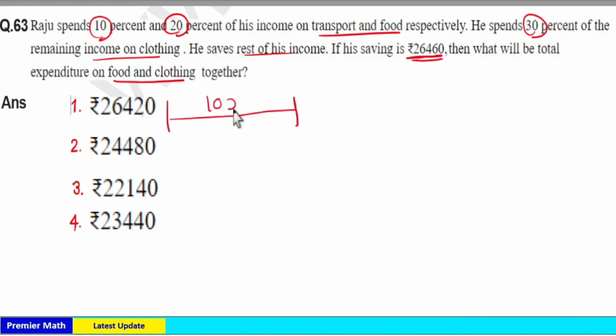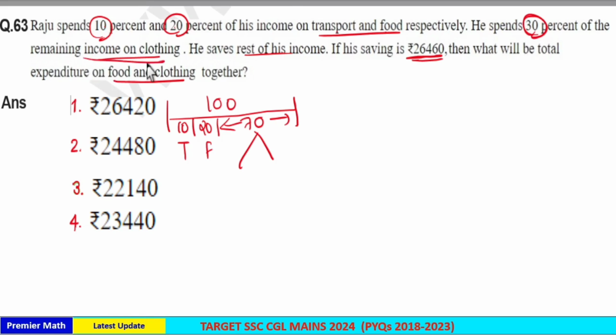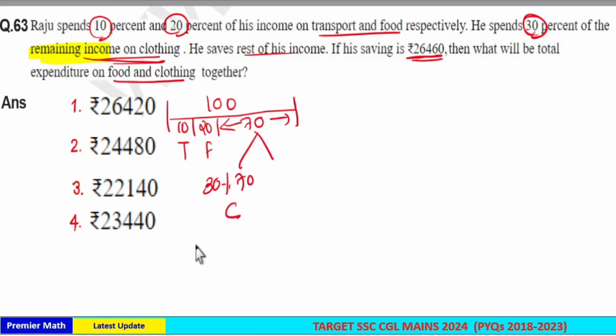He considered the total income of Raju as 100 rupees. Now out of this 100 rupees, 10% he spent on transport. So 10% of 100 is 10 rupees he spent on transport and 20% spent on food means 20% of 100 is 20 rupees he spent on food. Remaining is 70% of 100, which is 70 rupees. Now out of the 70 rupees, 30% he spent on clothing, that is 30% of the remaining income, which is 70. Remaining is 70% of 70.